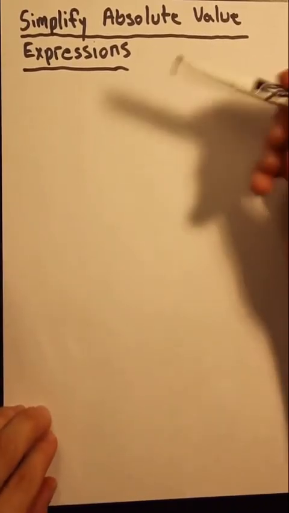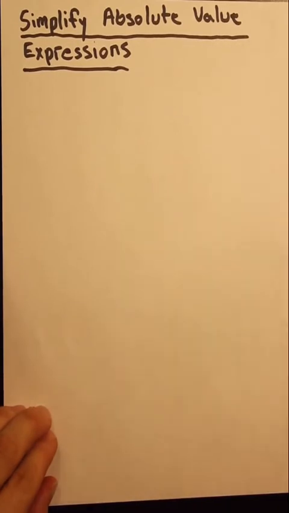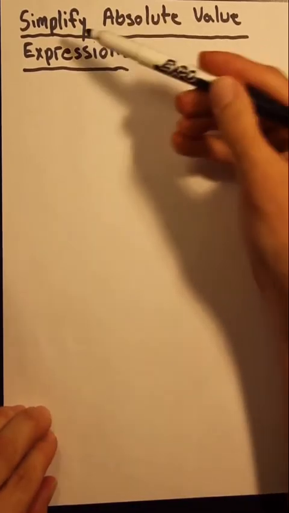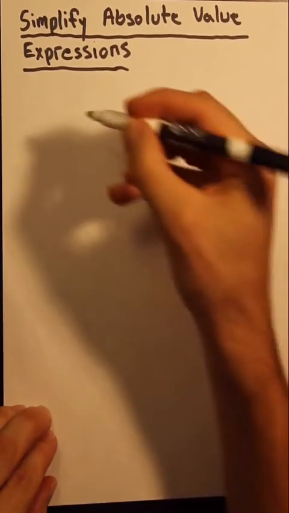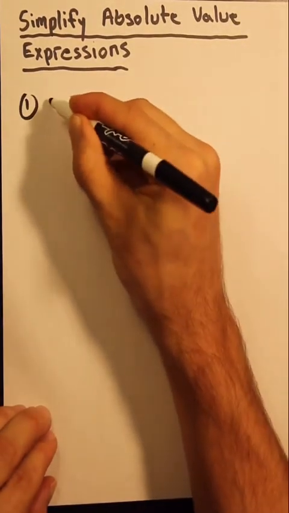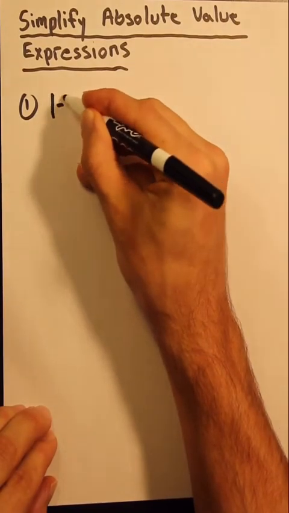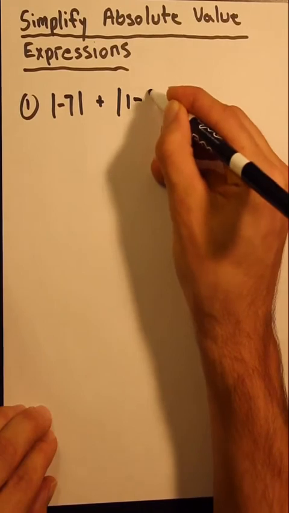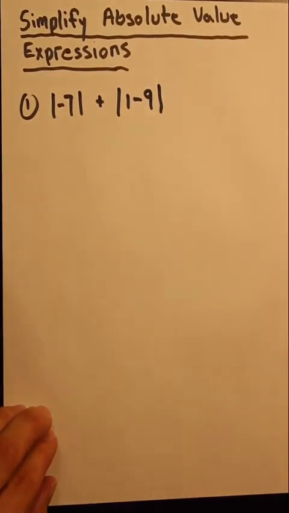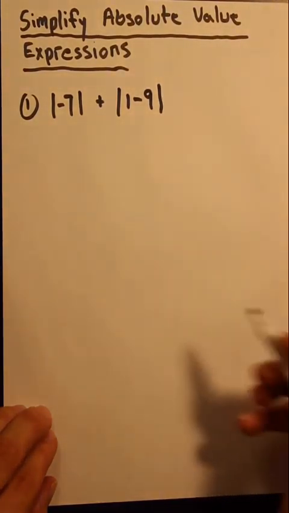Alright guys, so now we're going to go over some examples of simplifying absolute value expressions. So let's start with example 1. If I'm given something like this, how would I simplify that?